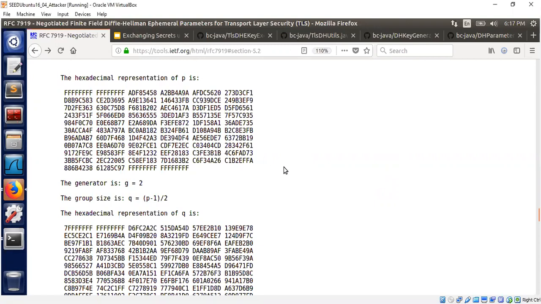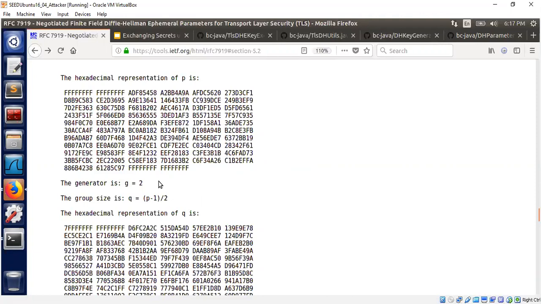I was discussing this with a friend of mine, and he asked me an interesting question. Here is the group P, and here is the generator G, and then the subgroup Q. What happens if I change the group generator, say from G equal to 2 to some other number? What type of security implications will that have? That's a very interesting question, actually. I thought I would spend some time clarifying it.